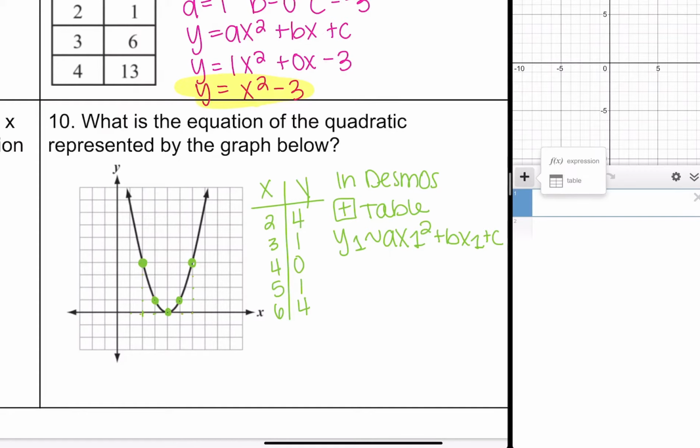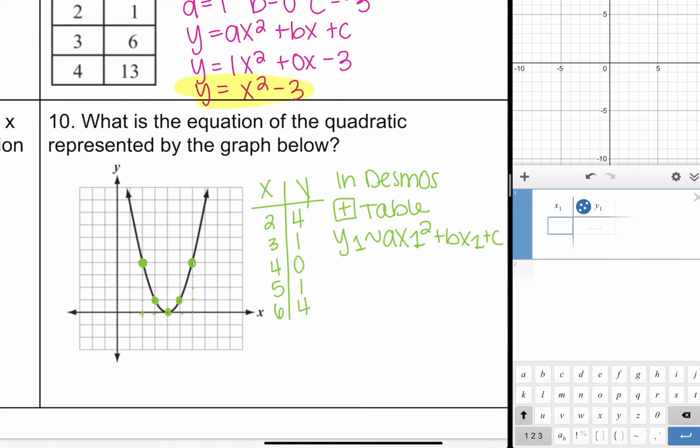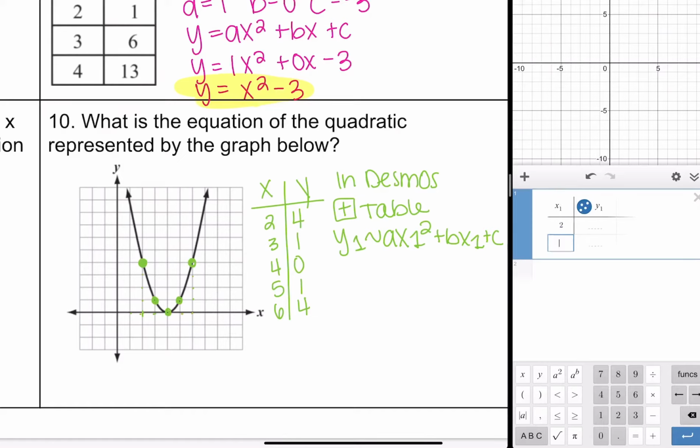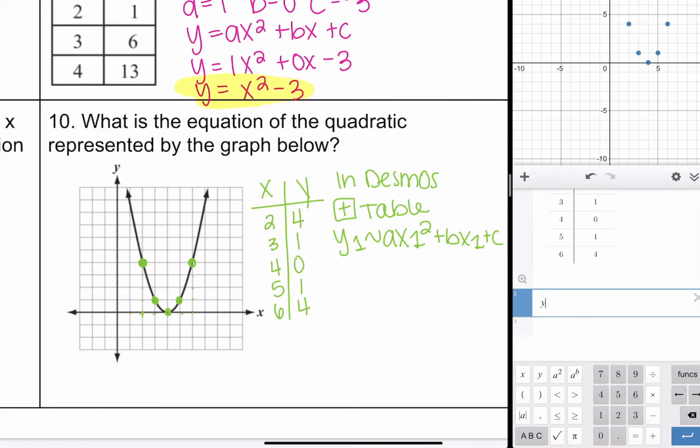All right, so plus table. 2, 3, 4, 5, 6 are our x values. And then 4, 1, 0, whoops, I missed something. 2, 3, 4, 5, 6. And then 4, 1, 0, 1, 4. Okay, so let's tell Desmos what we want.